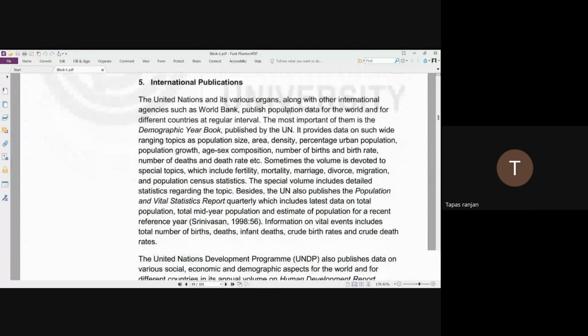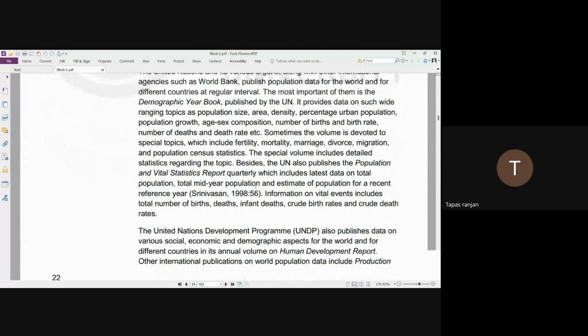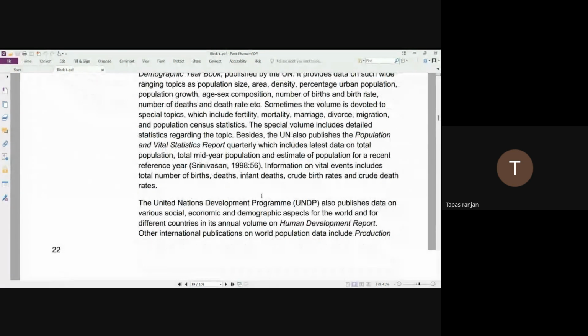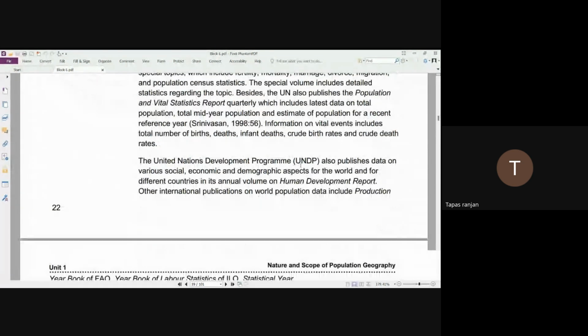It's not only the UN; the World Bank also publishes different population data. Then you have UNDP. UNDP also gives you the Human Development Report. Within the Human Development Report, you have different parameters of human development, which are basically data of population only, just like literacy rate, then per capita income, or the population density and population distribution. All these data can be found through the Human Development Report.